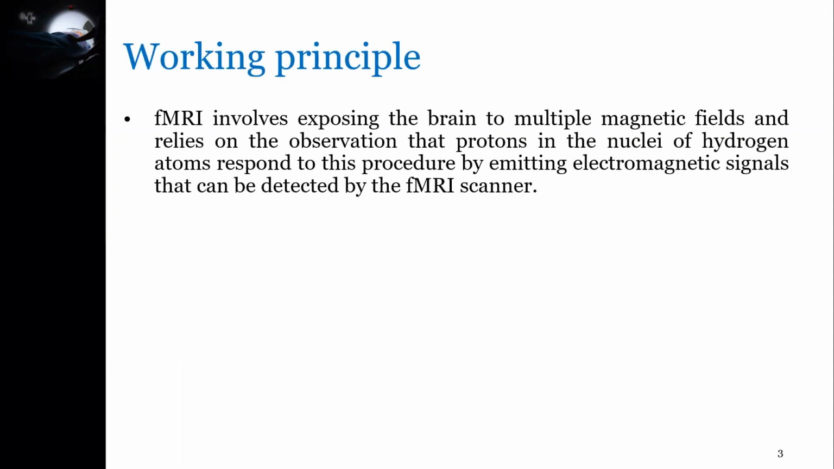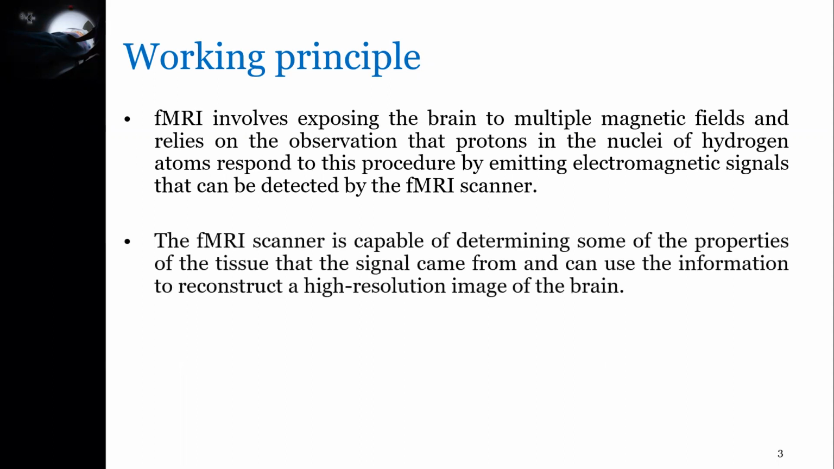fMRI involves exposing the brain to multiple magnetic fields and relies on the observation that protons in the nuclei of hydrogen atoms respond to this procedure by emitting electromagnetic signals that can be detected by the fMRI scanner. The fMRI scanner is capable of determining some of the properties of the tissue that the signal came from and can use the information to reconstruct a high-resolution image of the brain.